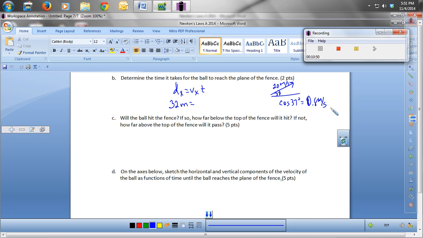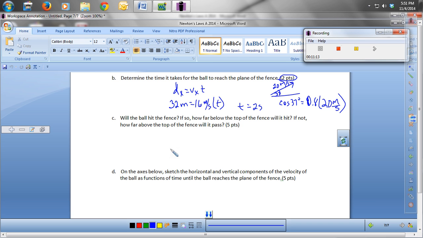So if cosine is 0.8, and I'm going to multiply it by the hypotenuse of 20, then Vx is going to be 16 meters per second times time. If you solve for time, time is 2 seconds. All right, so that was another 2 points right there.